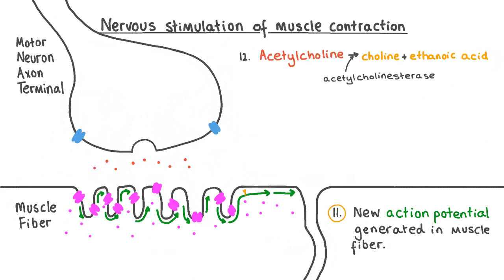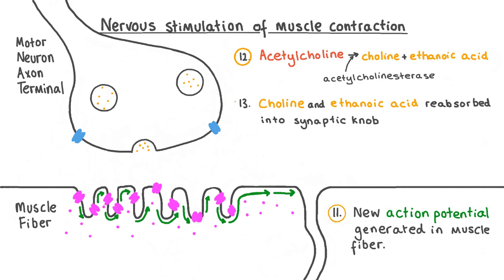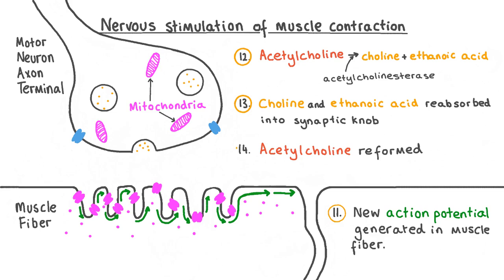Once a new action potential has been generated, acetylcholine is broken down using an enzyme called acetylcholine esterase in the synaptic cleft into choline and ethanoic acid, which are shown here as small orange dots. These products will then be reabsorbed into the synaptic knob of the motor neuron. There, it can be recycled back into acetylcholine using energy released by the motor neuron's many mitochondria. Acetylcholine is broken down in the synaptic cleft, so it does not continue to bind to receptors on the sarcolemma and overstimulate the muscle. Let's take a look at how this new action potential can stimulate changes within the muscle fiber next.